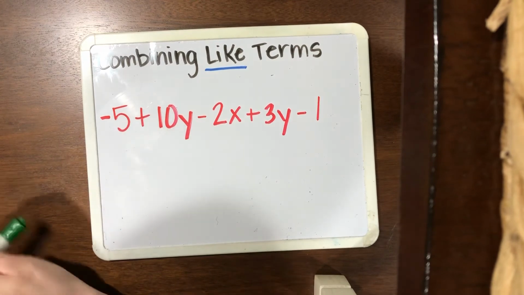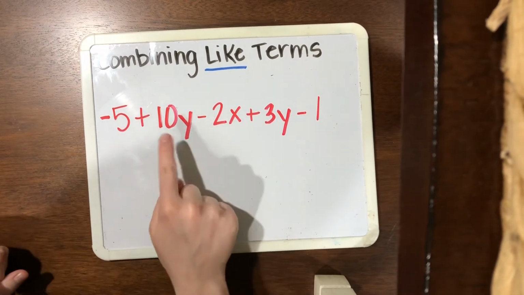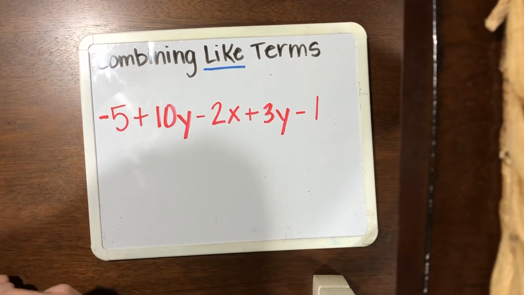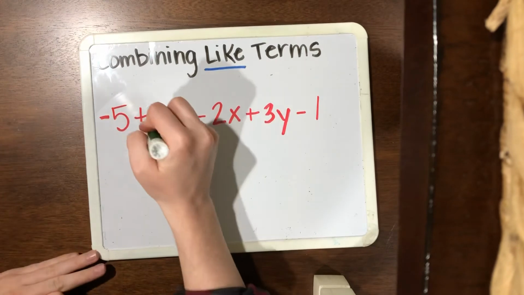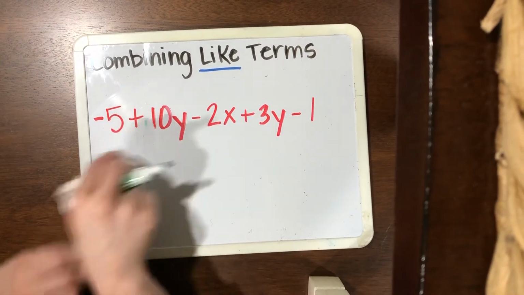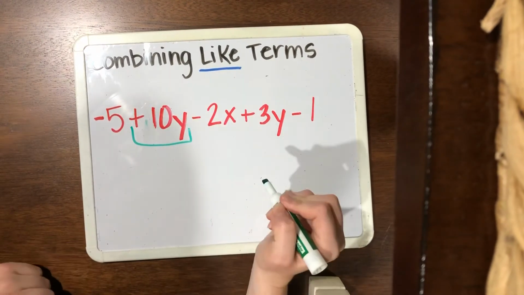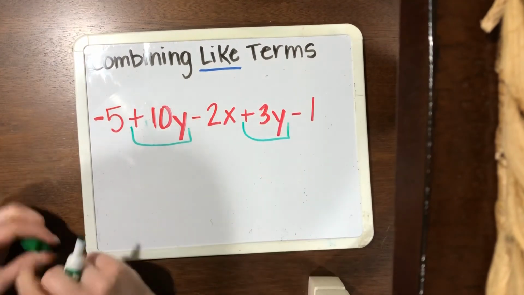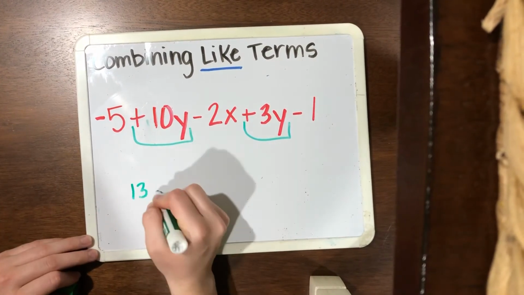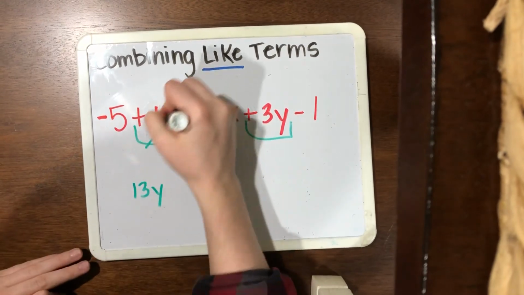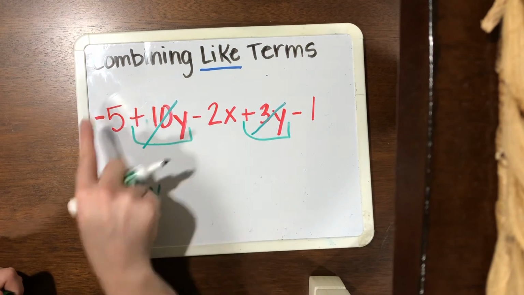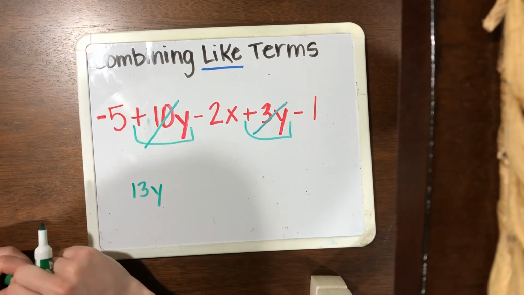So we're going to look and see, what are my like terms? So I'm going to find my y's first, because it's always easiest to find your terms that have variables, because they're easy to point out. So I know I have a positive. I want to make sure I include that positive there. So I know it's a +10y and a +3y. So I'm just going to add those together. 10 plus 3 is 13y. So I've combined those two terms. So those are good. Is there any other x's that I can combine with? There are not. So I'm going to move on to my constants.